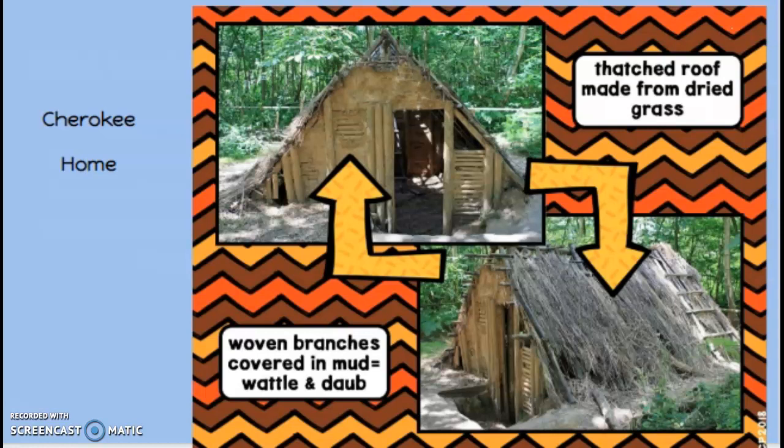This is an example of the Cherokee homes. They were made out of wood with mud covering it, and then on the top dried grass, and then there's a door for the opening. Okay, so this is what the Cherokee homes look like.